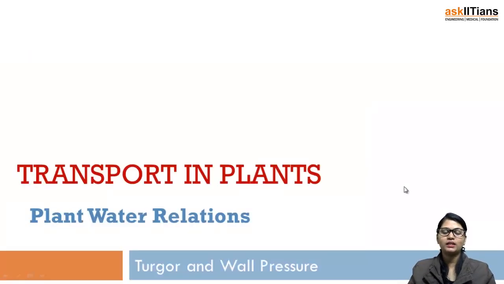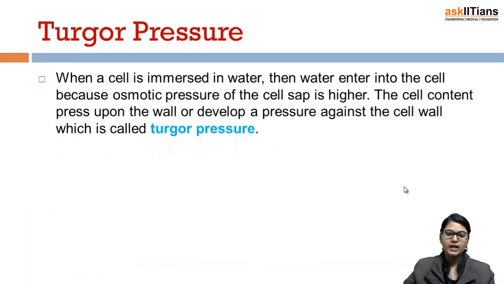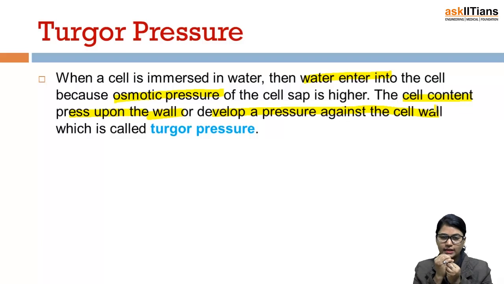Transport in plants. Now we are undergoing plant-water relations, under which I will be explaining turgor pressure and wall pressure. So what's turgor pressure? When a cell is immersed in water, what will happen? The water enters into the cell because of osmotic pressure. Now the cell content presses upon the wall, or develops a pressure against the cell wall, which is called turgor pressure. Water is entering, the cell content is pushing the cell wall, developing a pressure against it. This is known as turgor pressure.